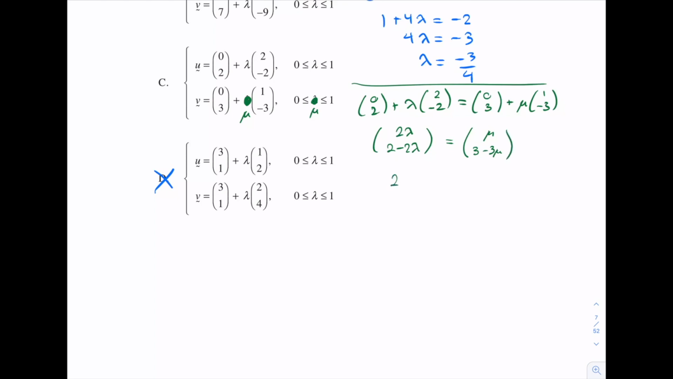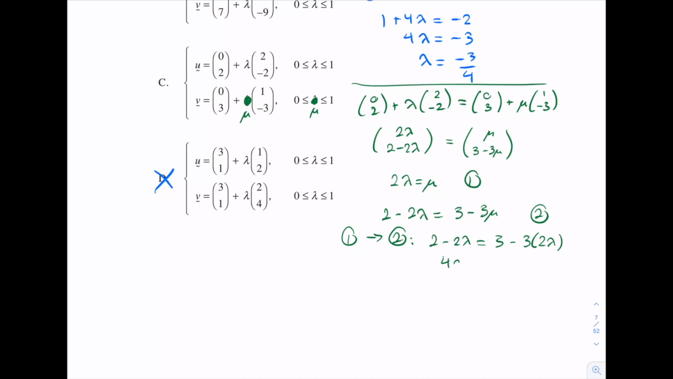So we've got two equations. 2 lambda equals mu, that's equation 1. 2 minus 2 lambda equals 3 minus 3 mu. That's equation 2. Now if we substitute 1 into 2, what do we get? 2 minus 2 lambda equals 3 minus 3 times 2 lambda. Okay, let's do this all in one. 4 lambda equals 1, and so lambda equals a quarter, which checks out. It matches one of the possible values of our domain for lambda.